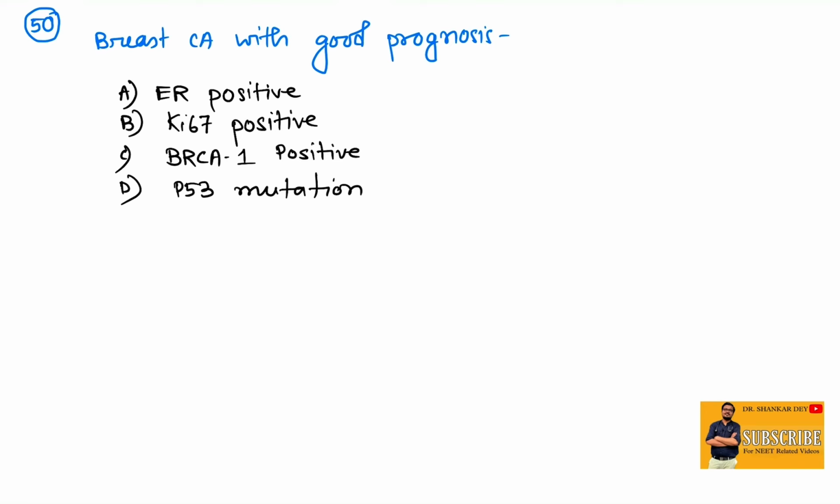Breast carcinoma with good prognostic factor. ER positive, yes, it is definitely a good prognostic factor. Ki-67 is the proliferation index for breast carcinoma. Higher the Ki-67 value, the worse the prognosis of the patient. So Ki-67 is not a good prognostic factor. BRCA1 positive: BRCA1 mutation is associated with triple negative breast carcinoma, and as all of you know, triple negative breast carcinoma is very dangerous, with worse prognosis. So this is also wrong, and P53 mutation is also a wrong option. So the best prognosis for breast carcinoma among the 4 options is ER positive.